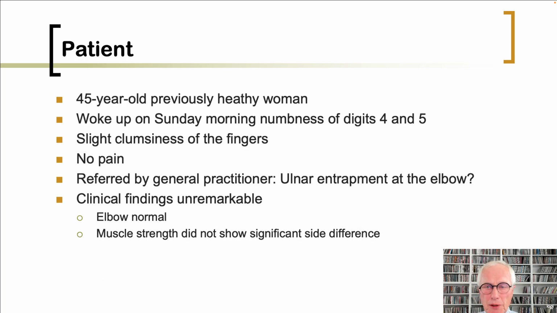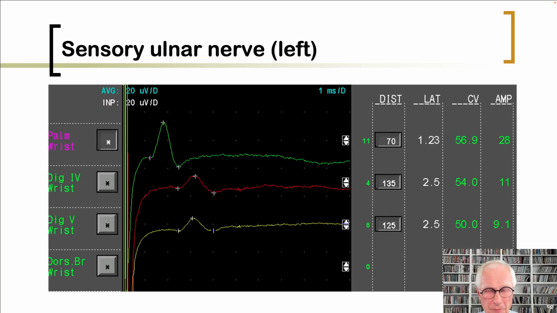An illustrative typical patient here: a 45-year-old previously healthy woman. She woke up on a Sunday morning with numbness of digits 4 and 5, slight clumsiness of the fingers, no pain, and she's referred for EMG by her general practitioner, who asks whether there is ulnar entrapment at the elbow. Clinical findings were quite unremarkable. Muscle strength didn't show really a significant side difference with the right side.